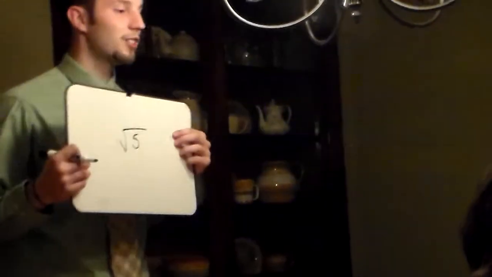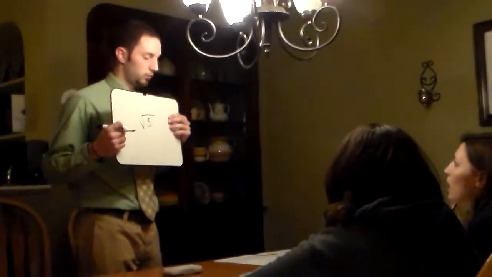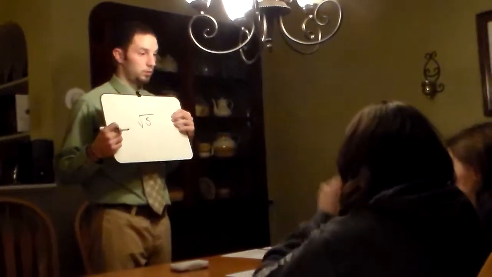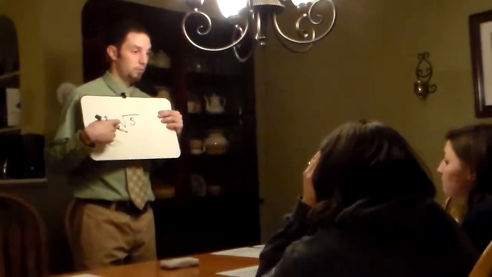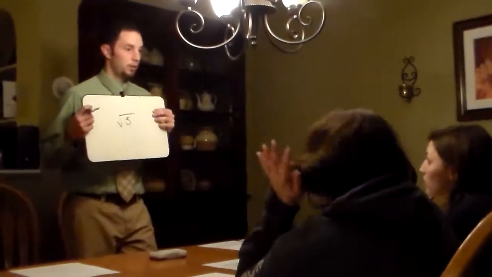All right, Sarah, one more here for you. The square root of 5. Do you think that is a rational number or not? No. Because if you take the square root of it, it goes on and on. Right, it goes on forever, without repeating. So what condition does it not pass? The fraction of integers. Exactly right. Good job.